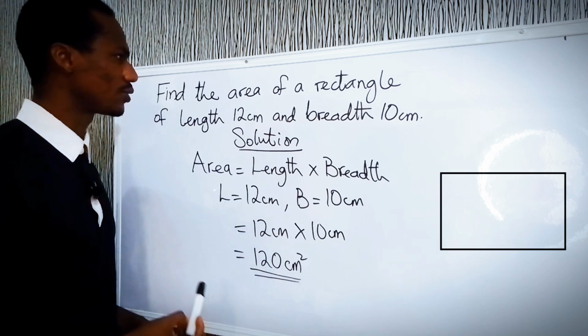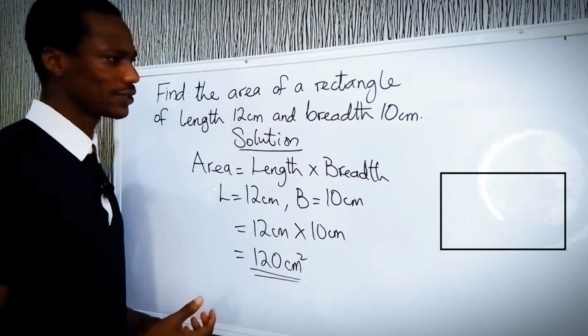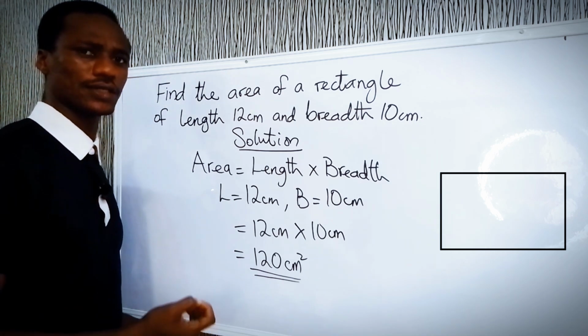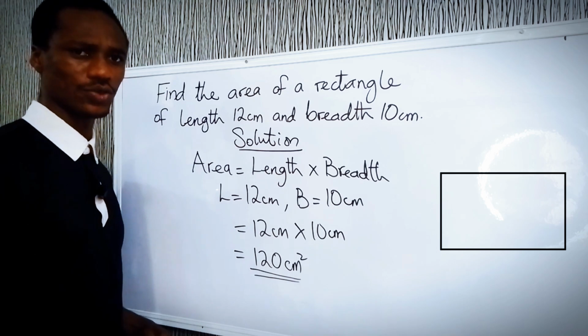So you just look at the question, find the area of a rectangle of length 12 centimeters and breadth 10 centimeters. Okay, what's the length? 12. What's the breadth? 10. Okay, 12 times 10, 120. Then that will be 120 centimeters squared.